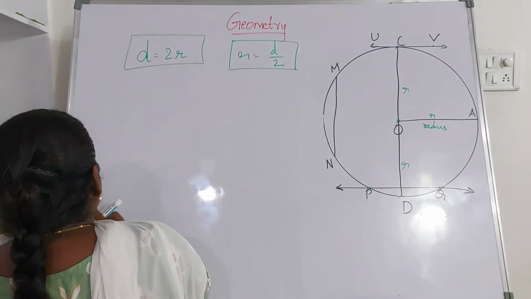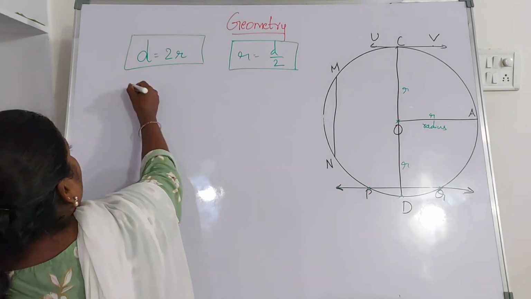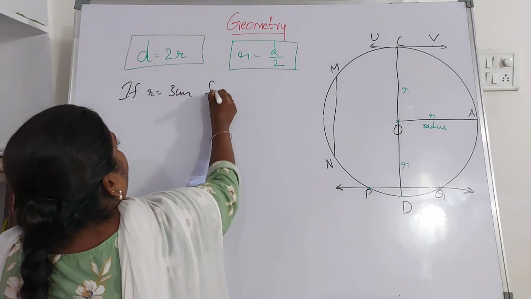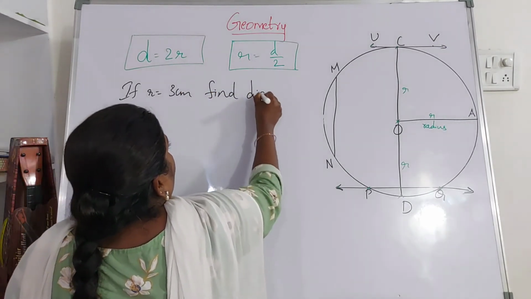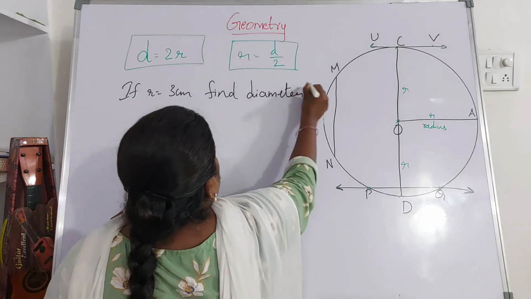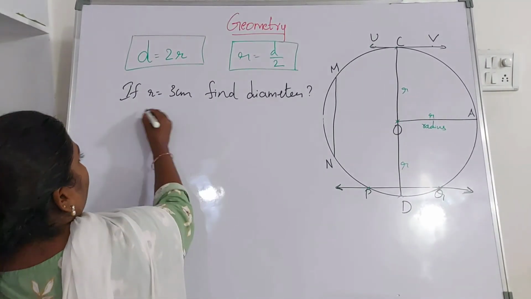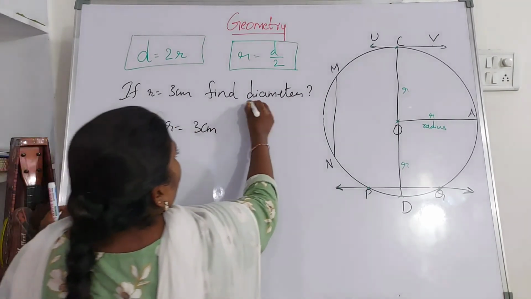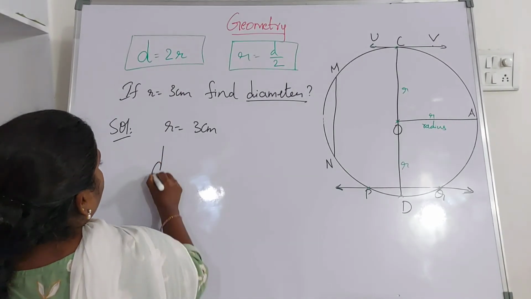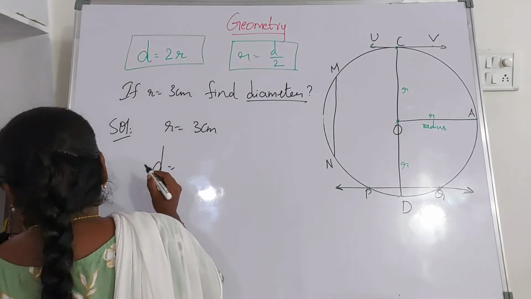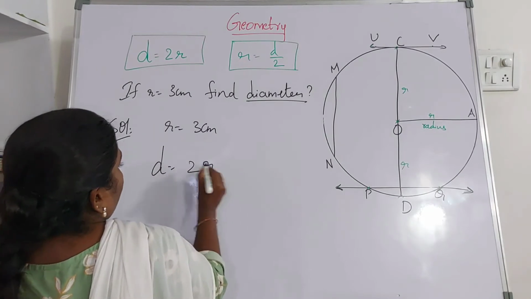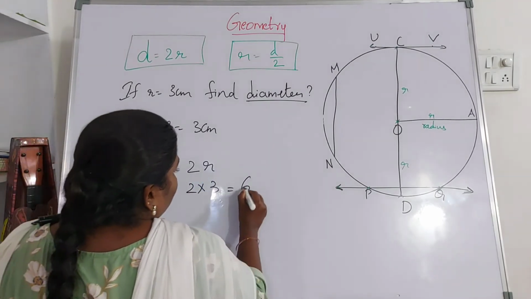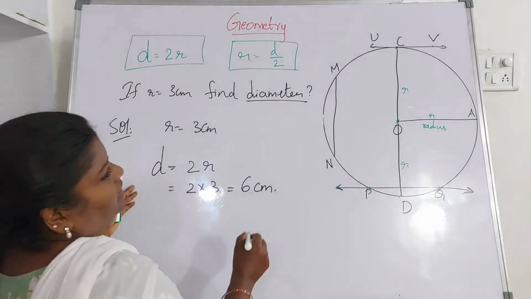Now if at all radius is 3 centimeter, find diameter. Now R is equal to 3 centimeters. You should find out diameter. So diameter is equal to, we have a formula, D is equal to 2R. So substitute R, that is 2 into 3. So 2 3s is 6 centimeter. So diameter is 6 centimeter.